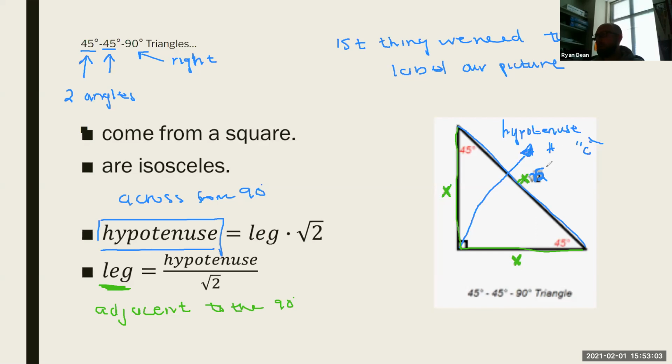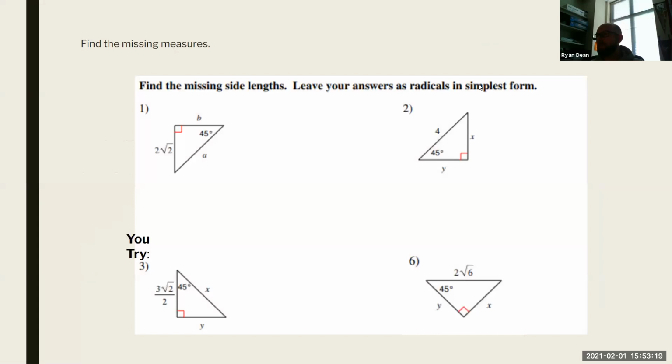If they give you the hypotenuse, then you would divide by the square root of 2 to get your leg. Okay, so these are just some of the formulas that you're going to need for special right triangles that are 45, 45, 90. Okay, let's come here and take a look at some examples. We're going to do a few of these together.